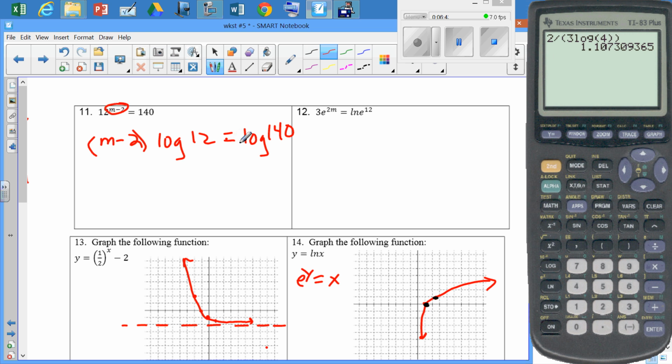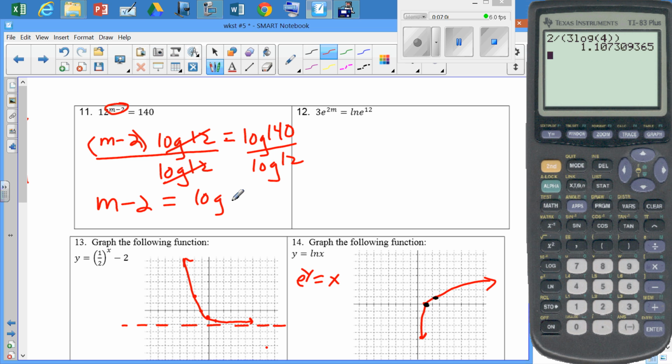Okay, now I need to solve for n. There are a couple different ways you can do it, but I'm going to go ahead and divide out my log 12, and those go. So now I have n minus 2 equals log 140 over log 12.